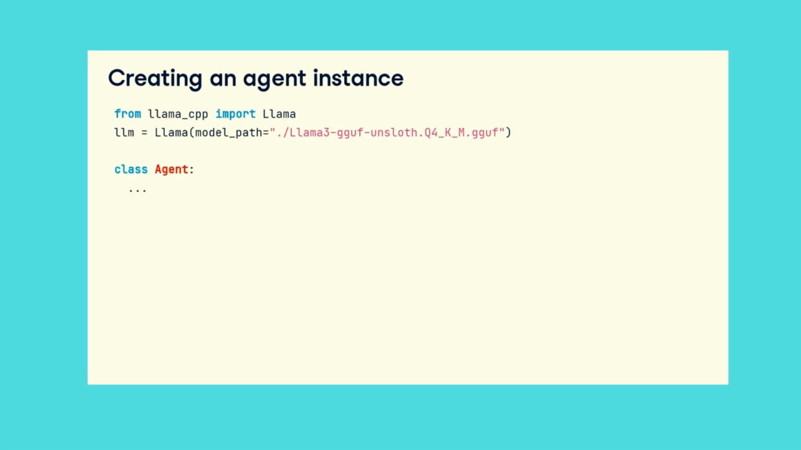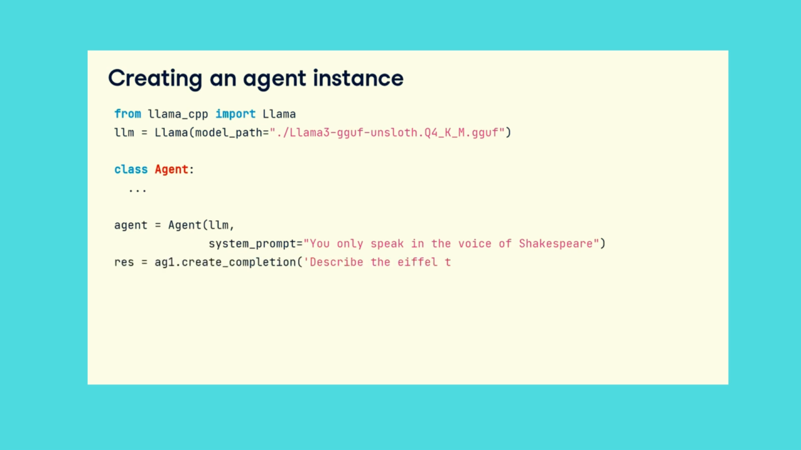To create an agent instance, we first load a model using the Llama class. We can have the agent class definition in this file or import it. We can then instantiate an agent with the system prompt of our choice. Now we can run a completion with this agent. It works.